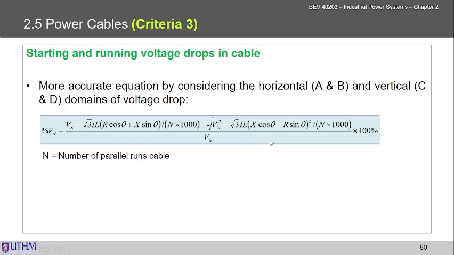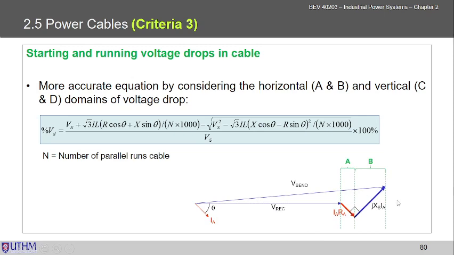So this is what we did for this one, R and X. But if we need more precise work and need to adjust it, we need to include the vertical component. The vertical component is like this one. So this is C, the vertical component for the R, the contribution of the R due to the vertical component. And what about the D? D is for the X, the contribution from the X for the vertical component of the voltage drop.